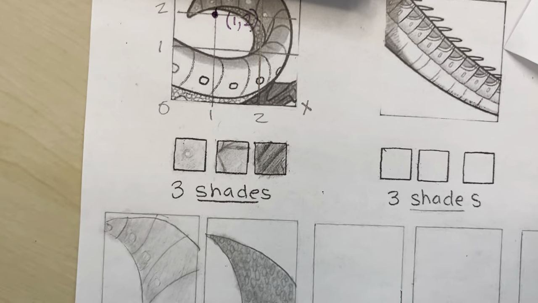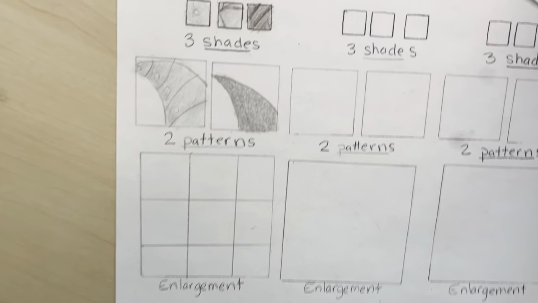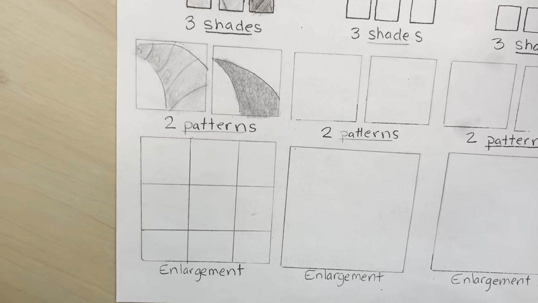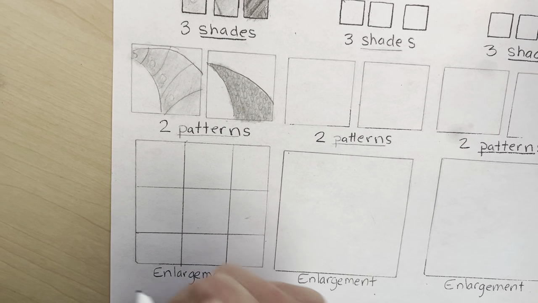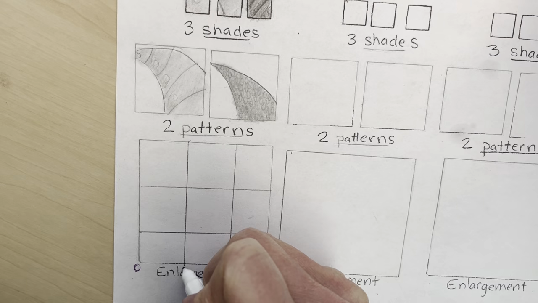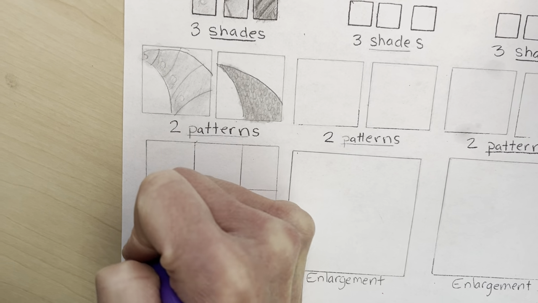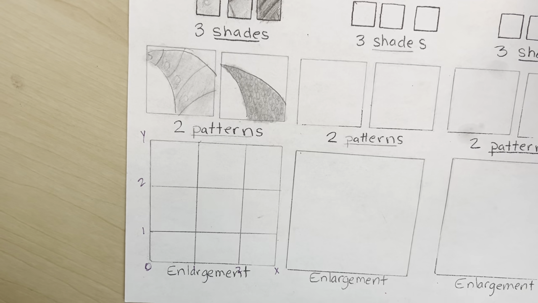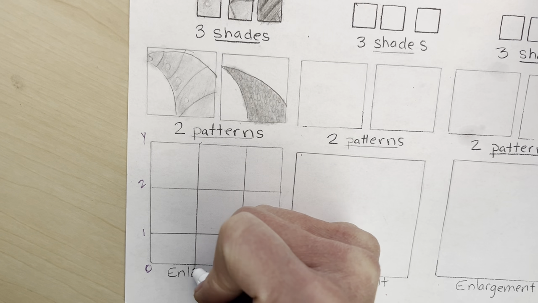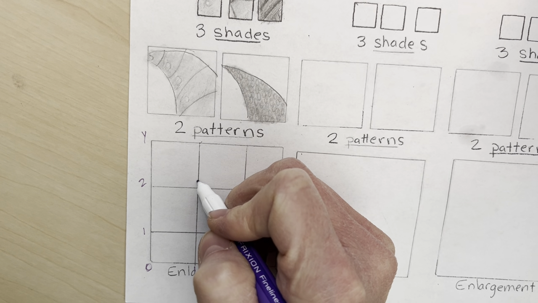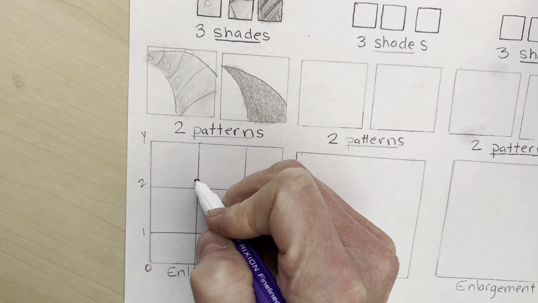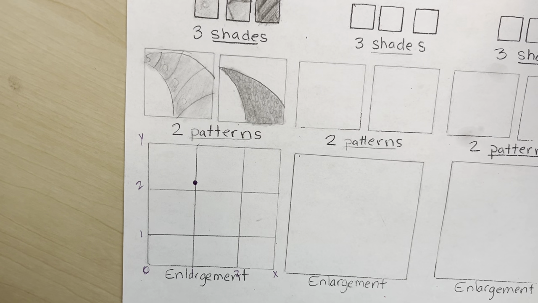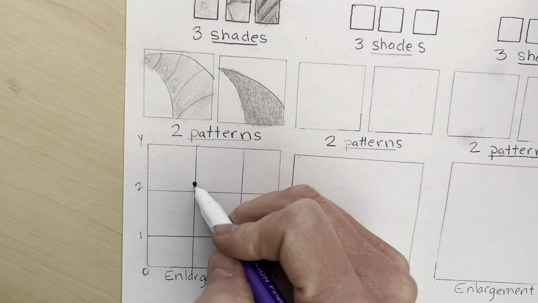So down at the bottom, we're gonna label these axes. So this is 0, 1, 2. This is 1, 2. This is our X. This is our Y. So we know that the point was 1, 2. It was just a little bit higher than the point 1, 2.